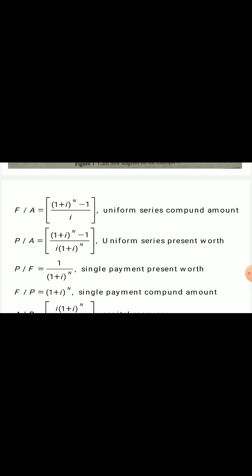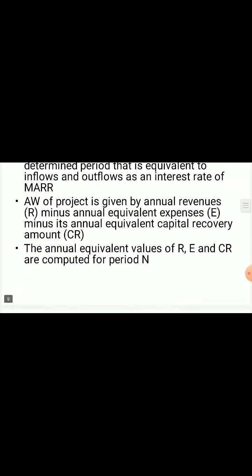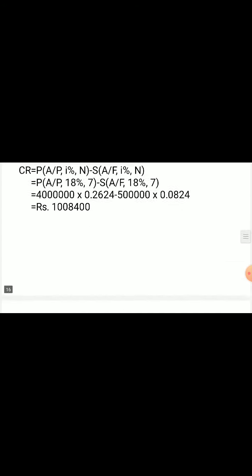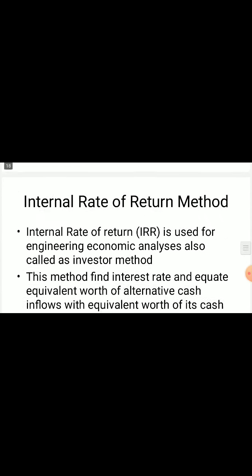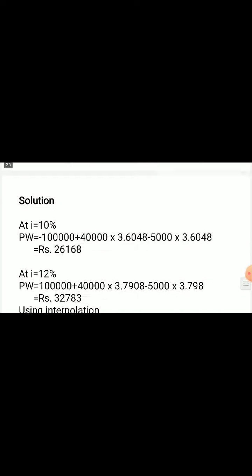For the P by F single payment present worth, the factor can be calculated as 1 upon 1 plus I raised to n. I is the interest rate, and n is the particular period of time. With this formula, we find this factor and then find these values.